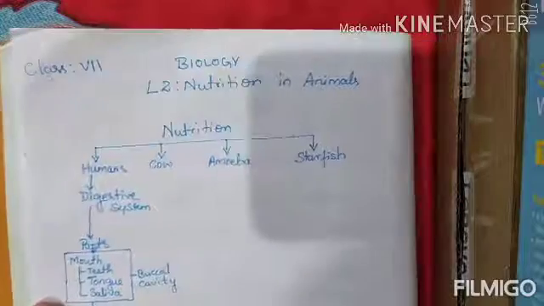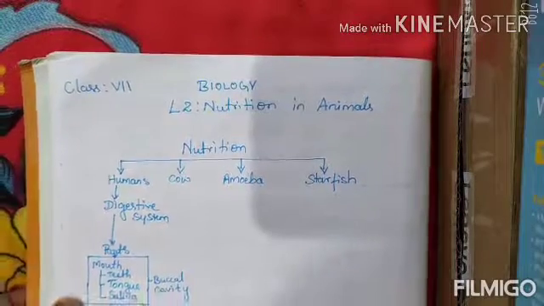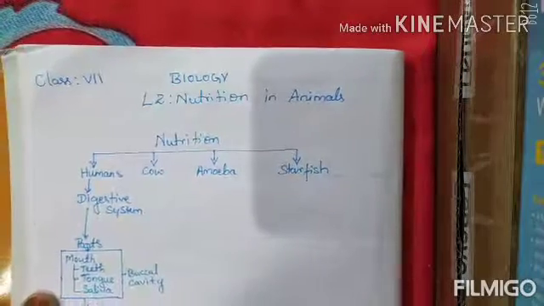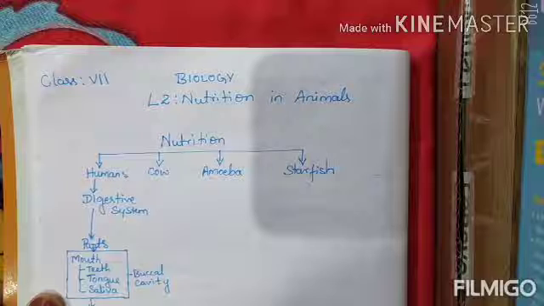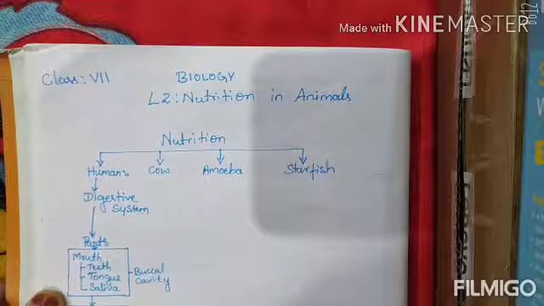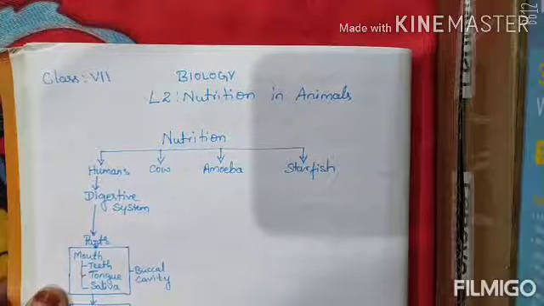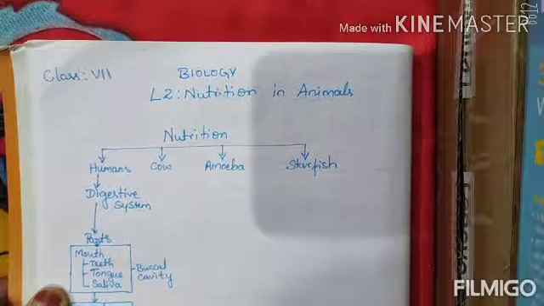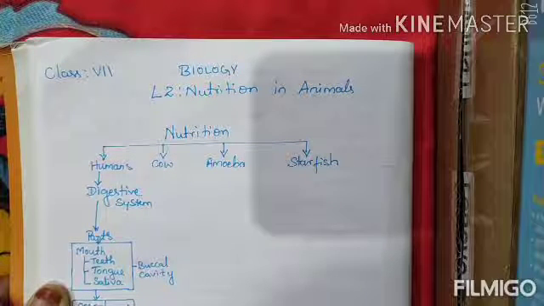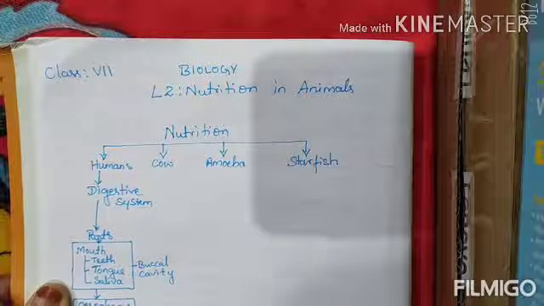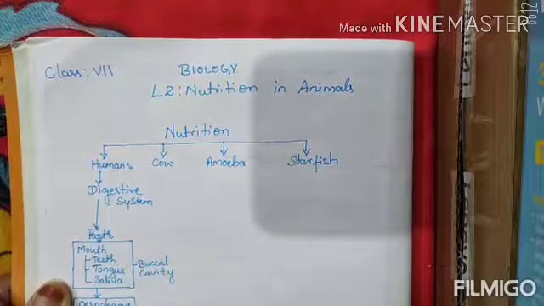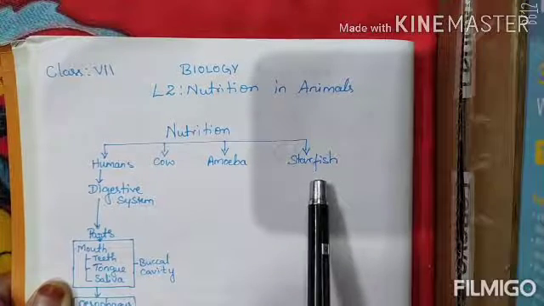Yes, children, let us start our next chapter of biology, that is nutrition in animals. In this chapter, we are going to study the nutrition of 4 animals. The first one is human, the second is cow, the third is amoeba, and the fourth will be our starfish.